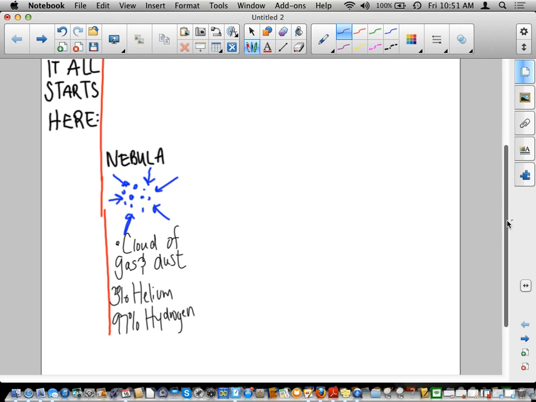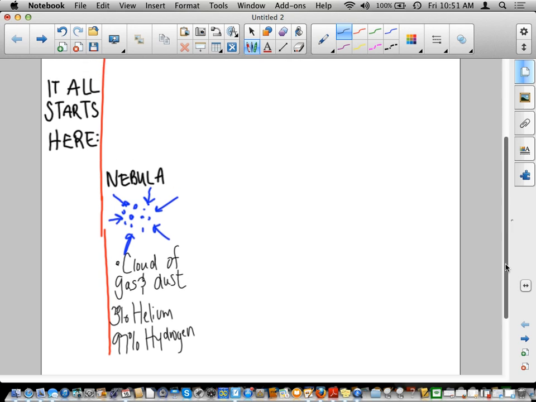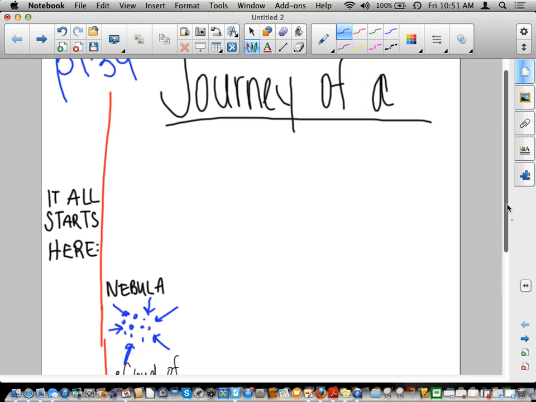Okay, after this stage, this splits into two paths. Now, the path of a star depends on one thing. What one thing determines the life of a star? Mass. Very good. So underneath the title, I just want you to make a bullet. The star's life depends on its mass.